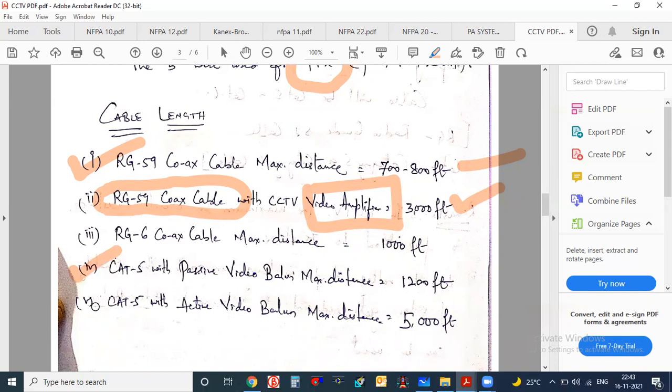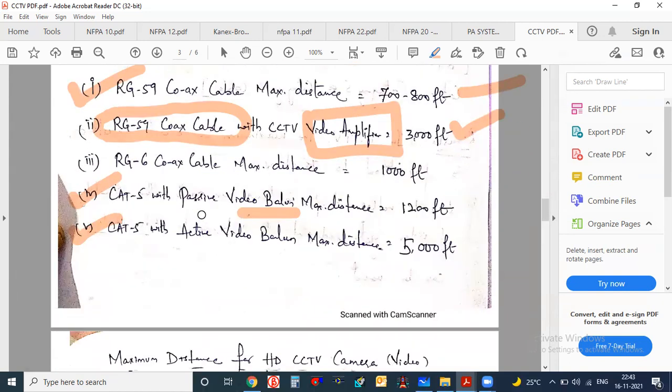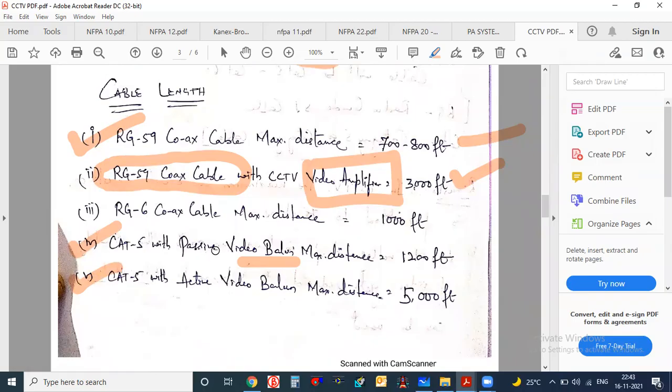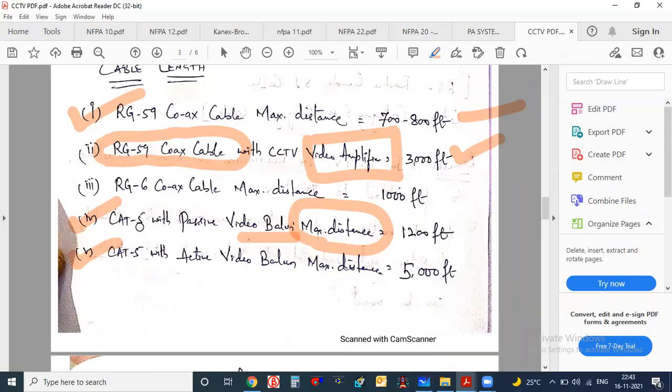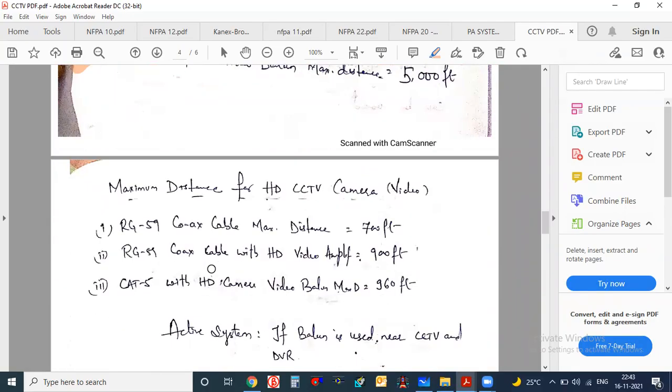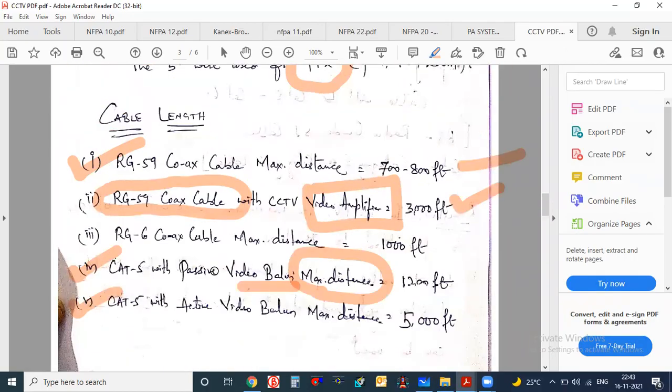Now Cat5 with balun maximum distances are given. Passive and active. No, no. There is this Cat5 limitation, 90 meters. No, it is talking about the maximum distance. This is the maximum distance which you can connect actually. So maybe one wire is 90 meters long, but this is the maximum capacity shown here, cable length. Yeah, this one 1,200 feet, 90 meters.